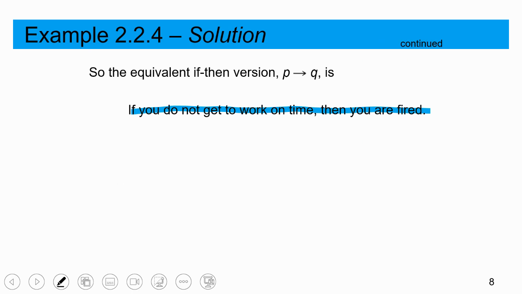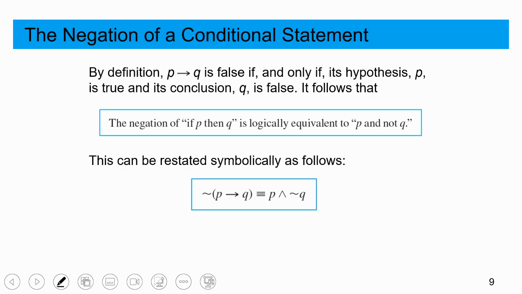So you'll have a chance to practice that. So I encourage you to stop and really think about each of these and how they logically make sense. All right, we talked about negations. Negating a statement is simply changing its truth value. So by definition, P implies Q is false if and only if its hypothesis P is true and its conclusion Q is false. So I mentioned that already.